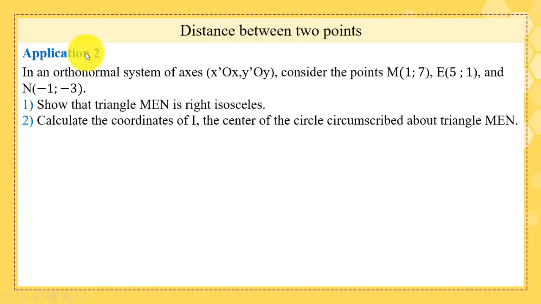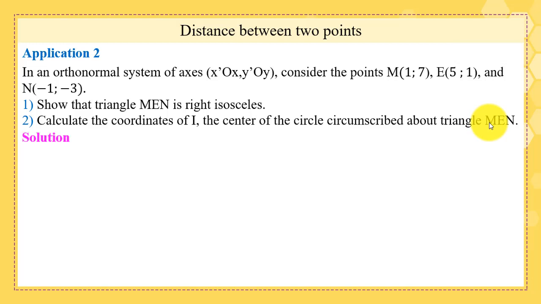Application 2, very important application. In an orthonormal system, consider the points M of coordinates 1, 7, E of coordinates 5, 1, and N of coordinates -1, -3. Part 1, show that the triangle MEN is right isosceles. Part 2, calculate the coordinates of I, the center of the circle circumscribed about the triangle MEN. Pause the video and solve this application.